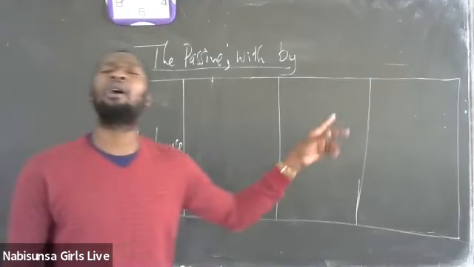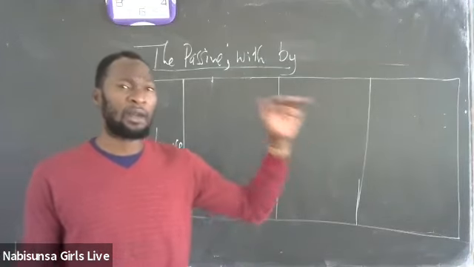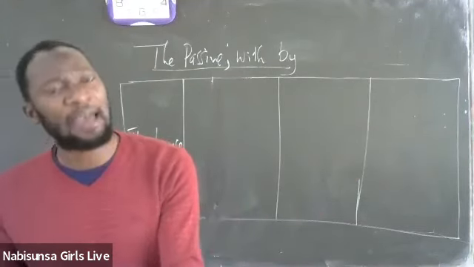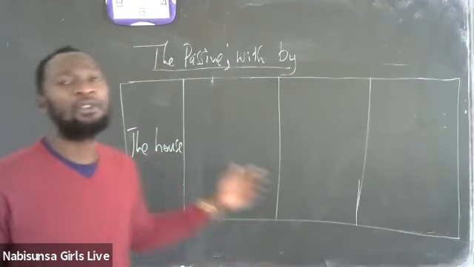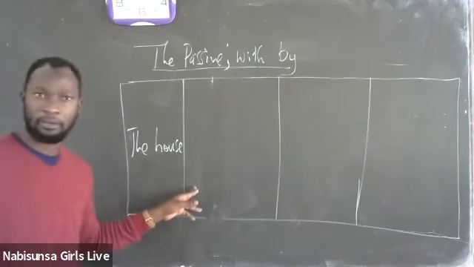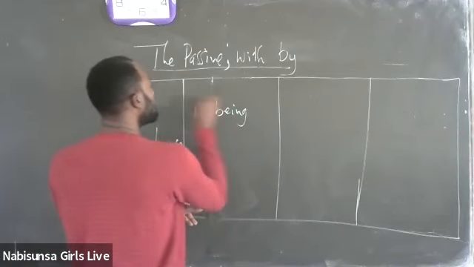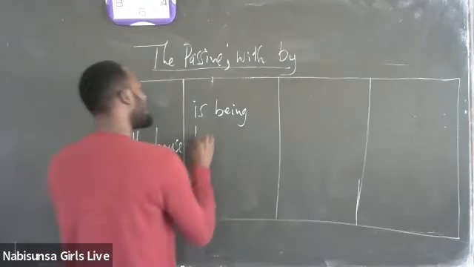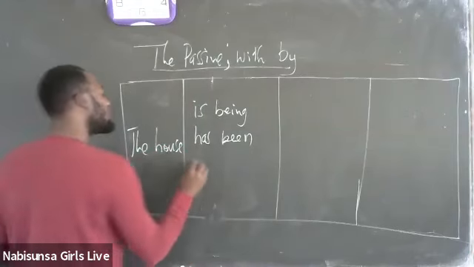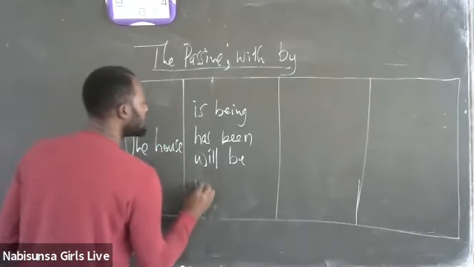Now we're going to see the doer of the action, but now the doer of the action is not going to be the subject. Later on, I'll show you where we have direct objects and indirect objects. Now this one is the house, right? Now we're going to look at the verb. The house is being, has been. The house will be. And then the house was.